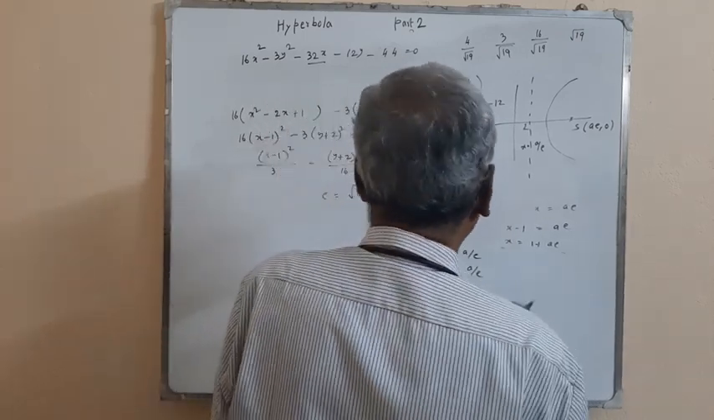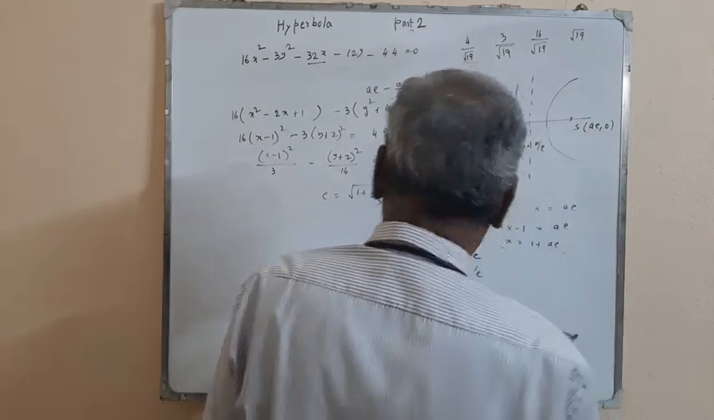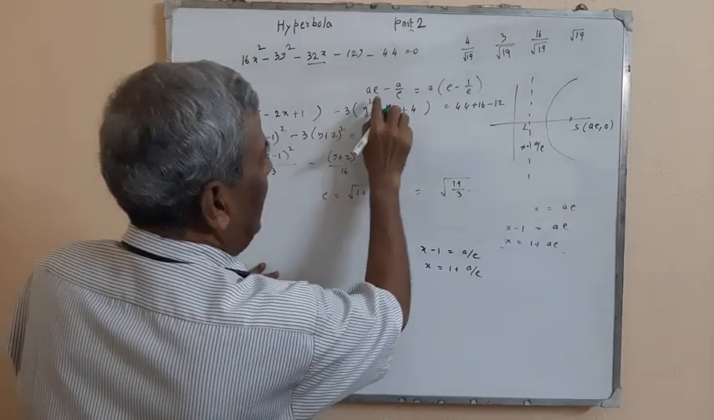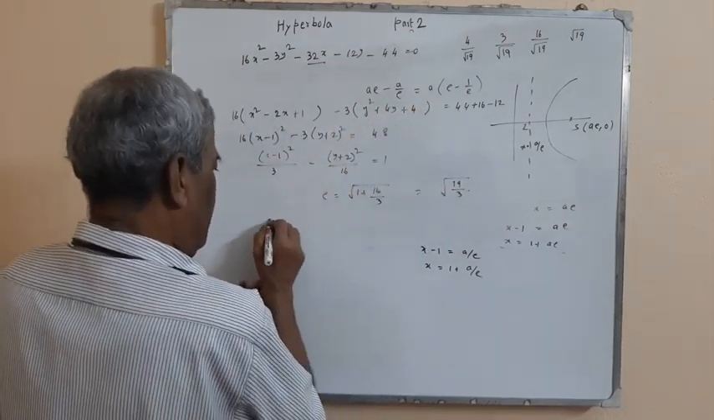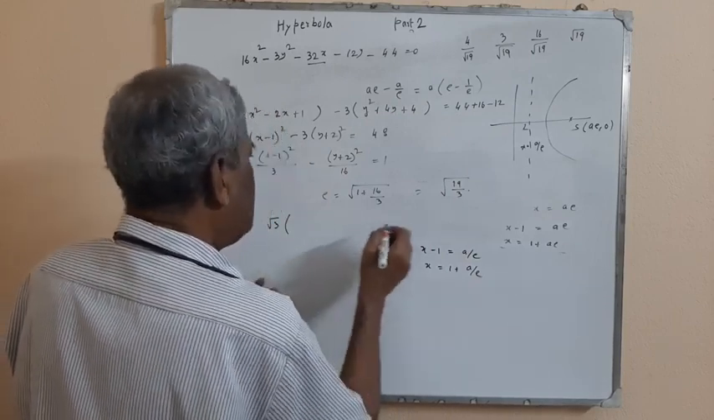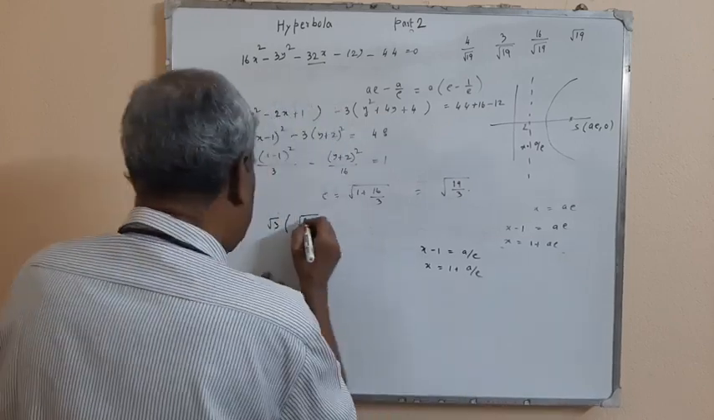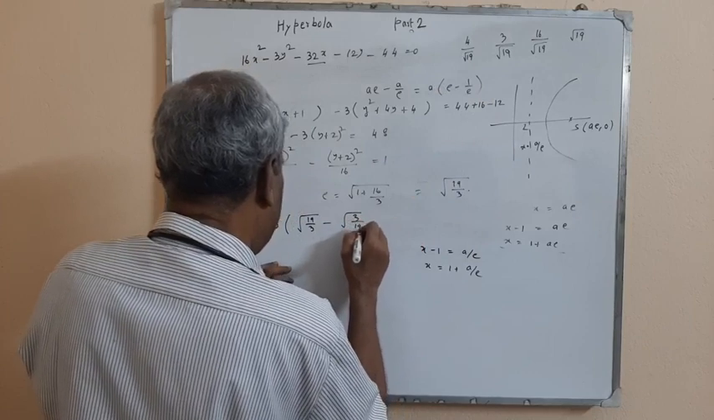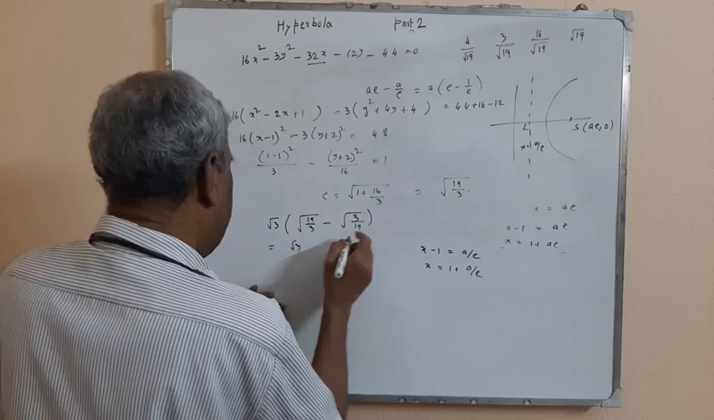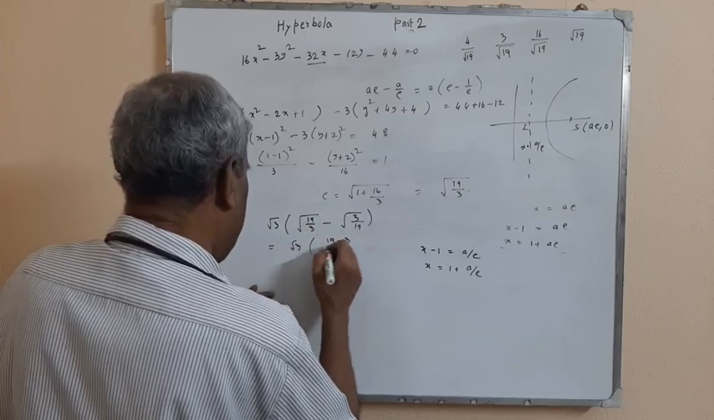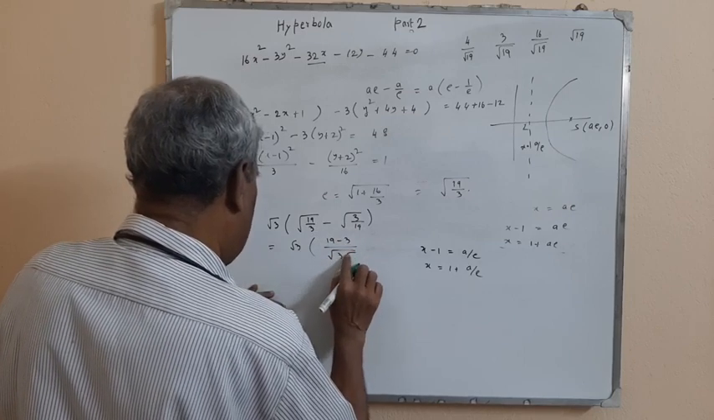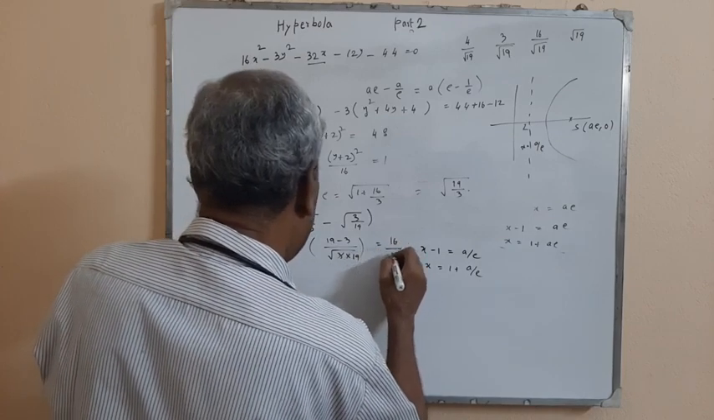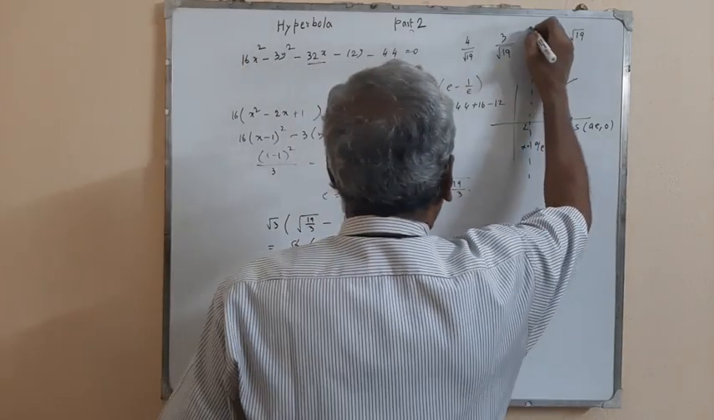So our distance between focus and the directrix is the same, because the 1 and 1 cancel. So it is actually AE minus A by E. Here A is root 3, and E is root over 19 by 3, minus A taken times 1 by E, root 3 by 19. Taking together, it is root 3 into (19 − 3) by root 3 into root 19. Root 3 cancels, so it is equal to 16 by root 19. That option is correct.